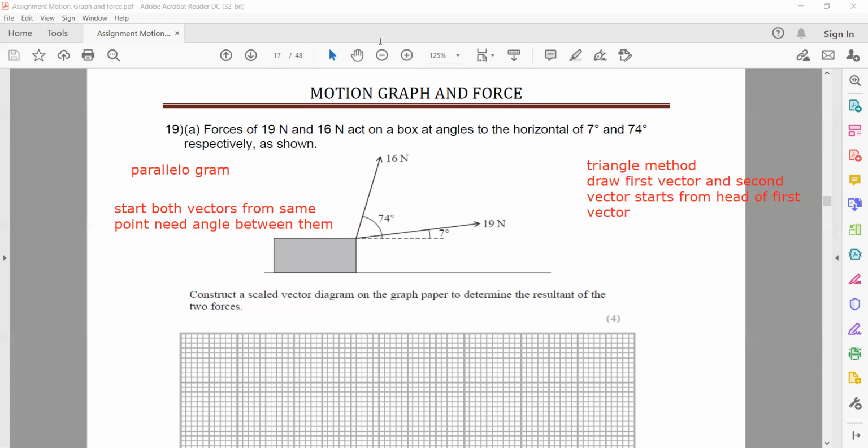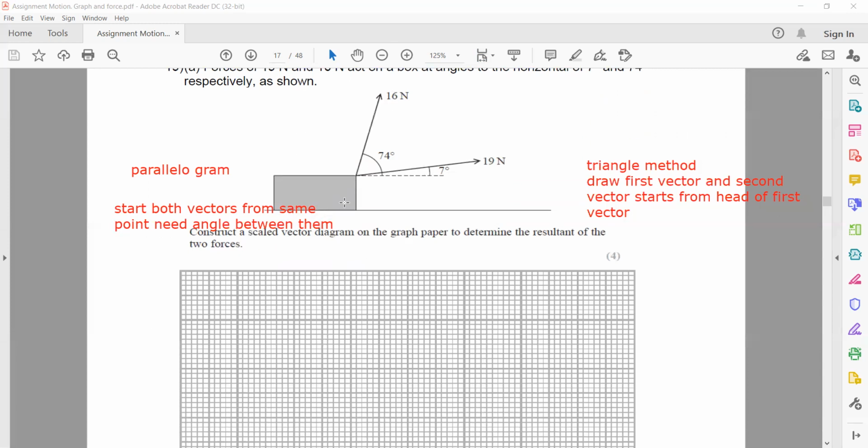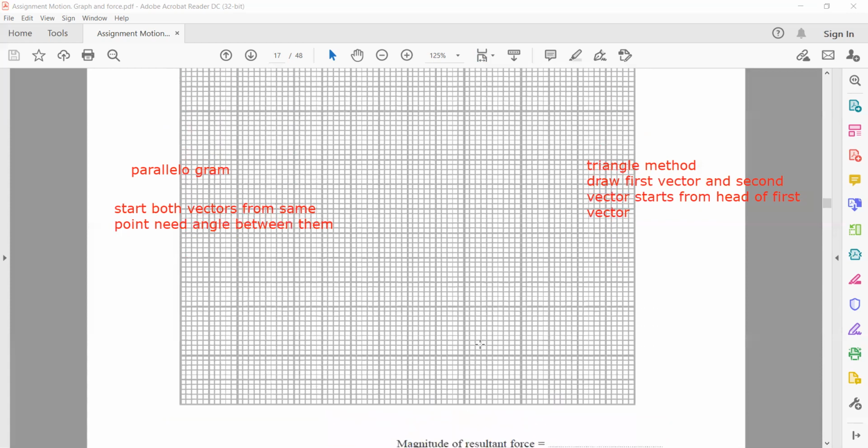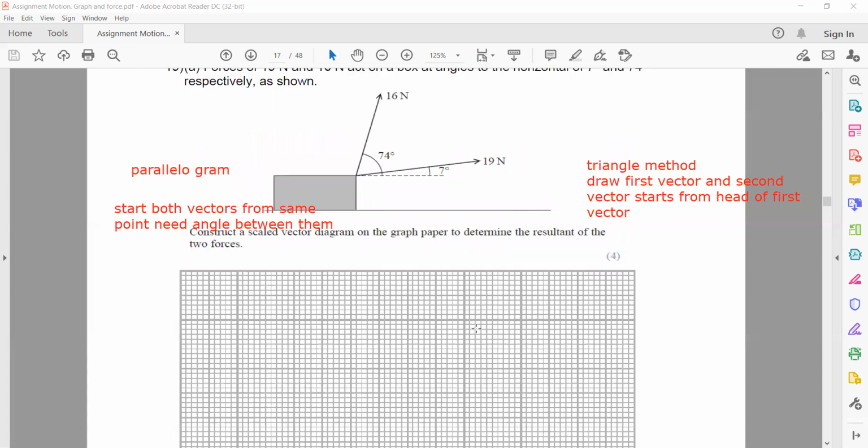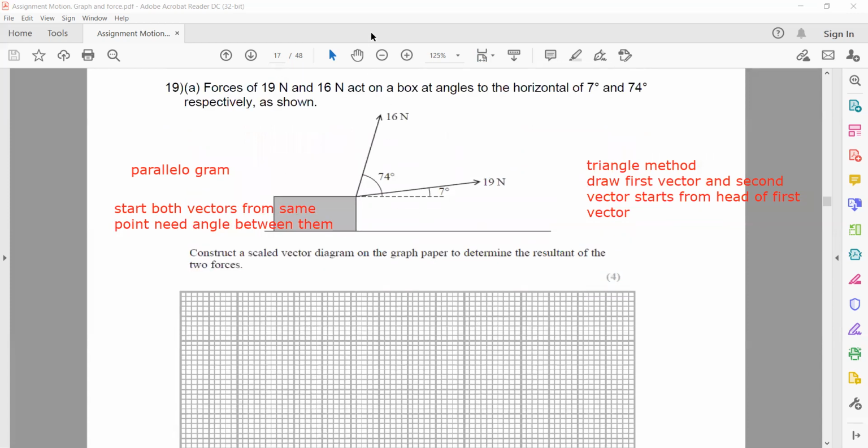So basically, like an example, how we solve this, I will use both methods to explain the idea. And here the graph sheet is there. You can select a scale and you will draw accordingly. But I will explain the method, the technique which you will use. If I use a parallelogram method, first I will scale them because 19 Newton and 16 Newton is not the scale. So first we scale, like if you select 2 Newton is equal to 1 centimeter or 4 Newton is equal to 1 centimeter. It depends on what suitable scale you find.